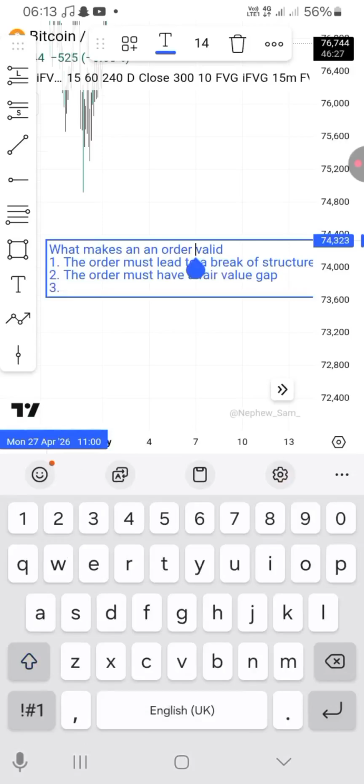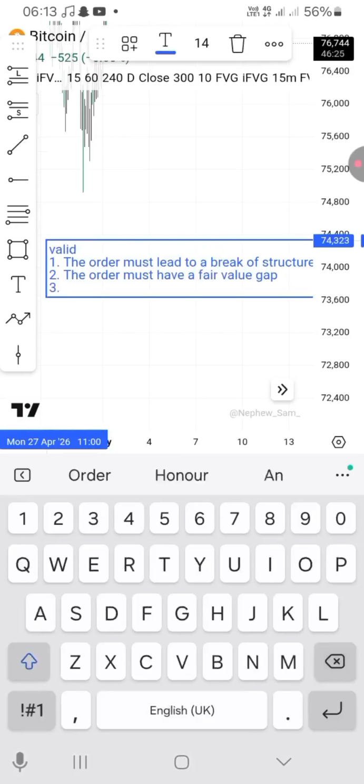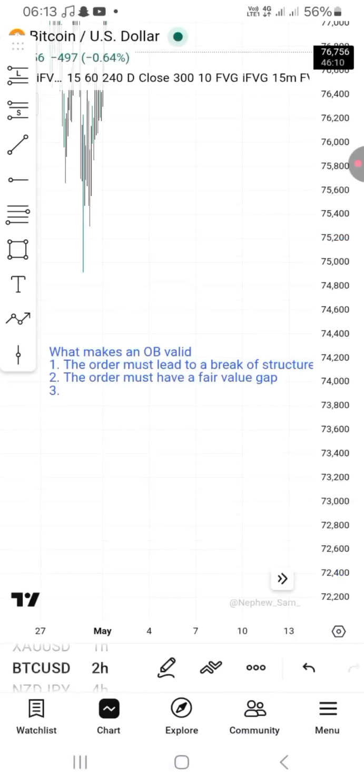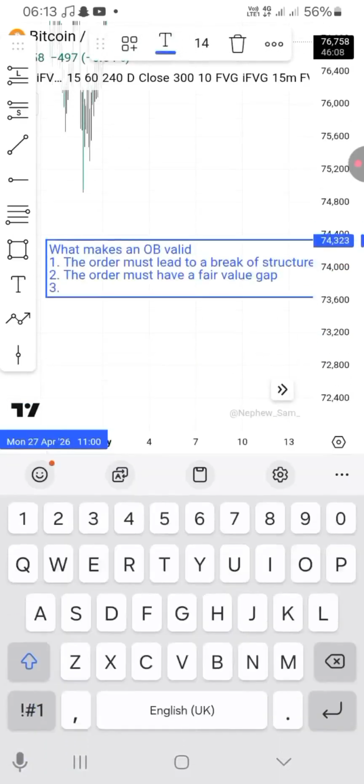Let's change this title to what makes an order block, let me use OB here, valid. Okay, what makes an order block valid? Number one, the order block must lead to a break of market structure.